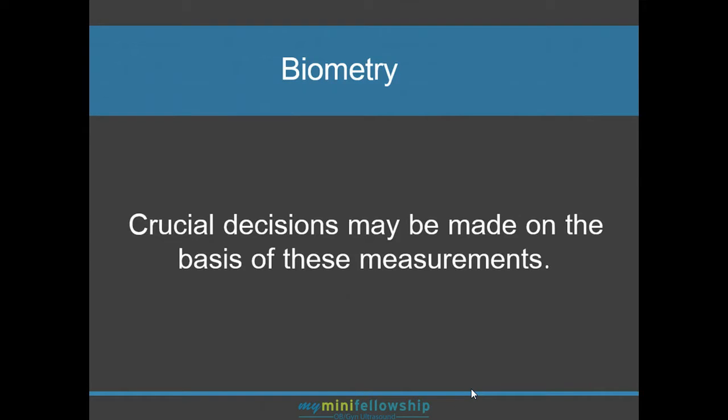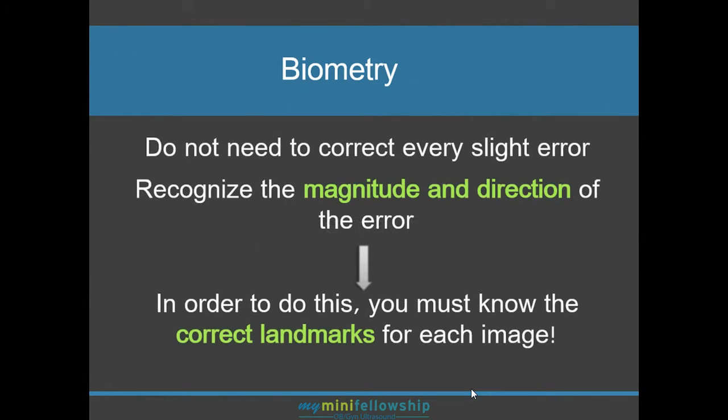If you've tried to make these measurements or you're learning how to make them, you know that they're not always easy to get the exact plane, and we'll talk about how to work on that later. But it's good to know that you don't need to correct every slight error that you may make, or every error inherent in the ability to get this perfect plane of section. But it is important to know what error was made and what the magnitude and direction of that error is. And in order to understand that magnitude and direction, you must know what the correct landmarks are for each of those images.